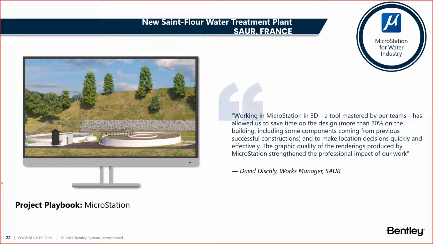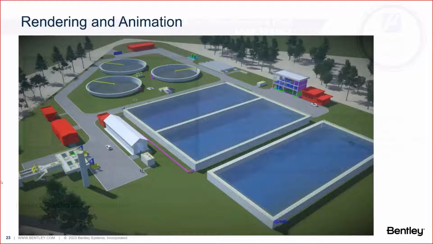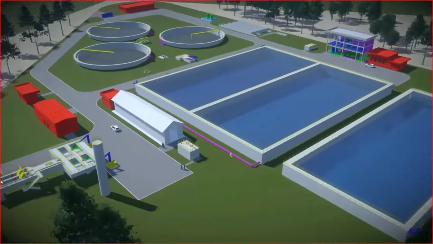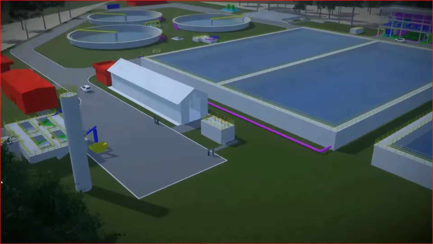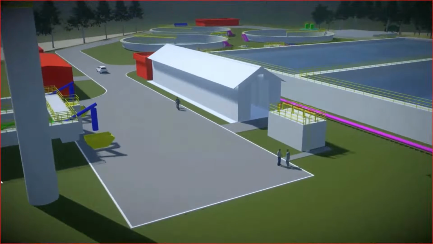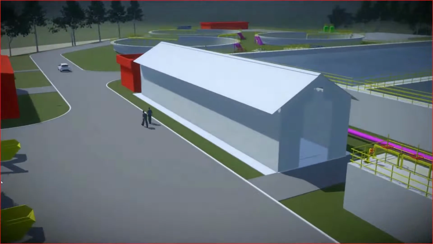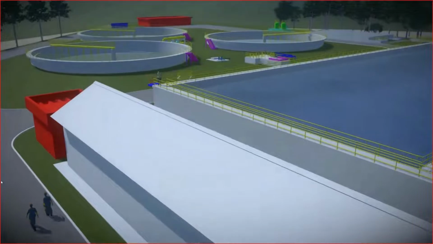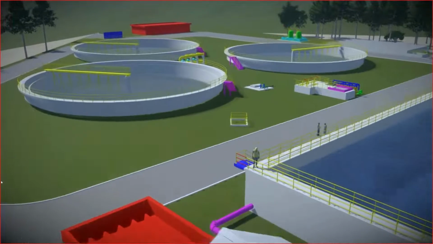But also the most important thing for them was that the quality of the graphic rendering and visualization tools of MicroStation enabled them to present an accurate and realistic representation of the design to win the contract. As an example of this, you can see here an aggregated model, and the aggregated model of the water treatment plant is transferred to LumenRT. LumenRT can take this model from CAD, from BIM, from GIS, and transform it into a real 3D immersive scene.